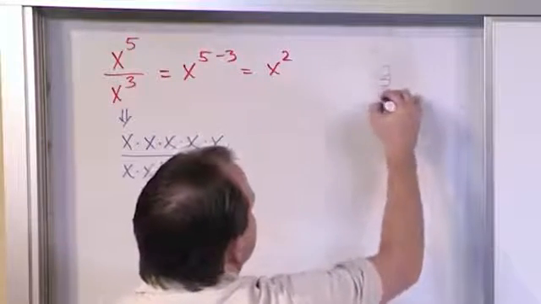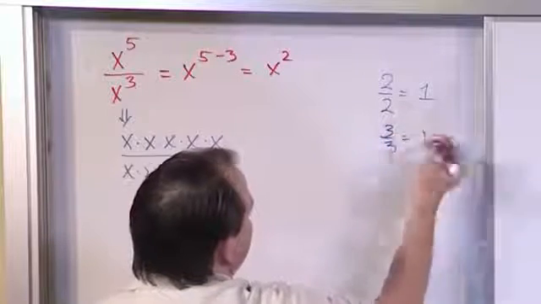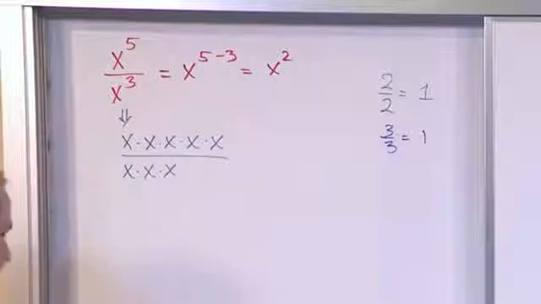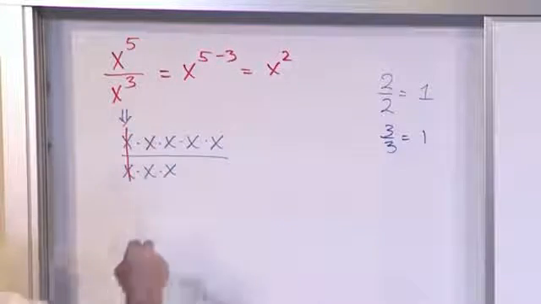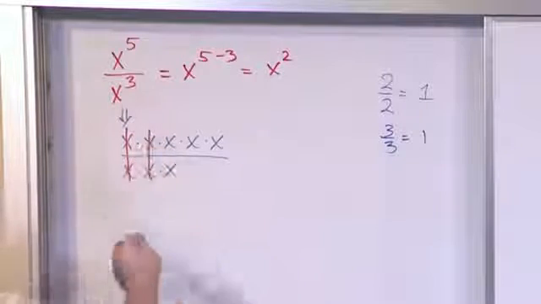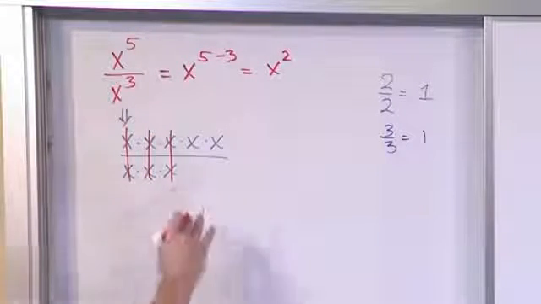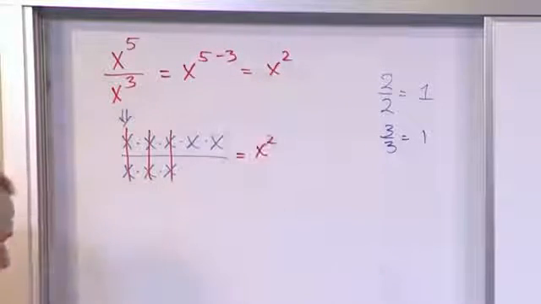Let me ask you a question. What is 2 divided by 2? Well, that's just 1. What is 3 divided by 3? Well, that's 1. Well, here I have x divided by x, so it's just basically going to give me 1. So this x can cancel with one of the bottom x's, this x can cancel with one of the bottom x's, and this x can cancel with one of the bottom x's. So I can kind of strike them out. Only thing I'm left with is x times x, which is x squared, which is exactly what I wrote here.